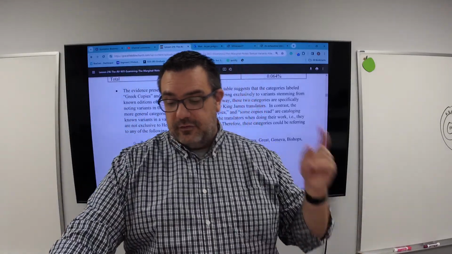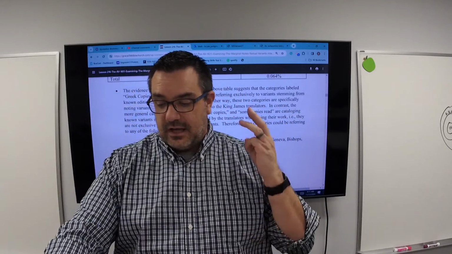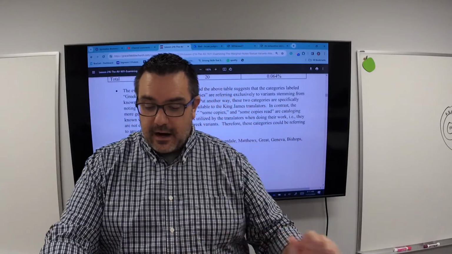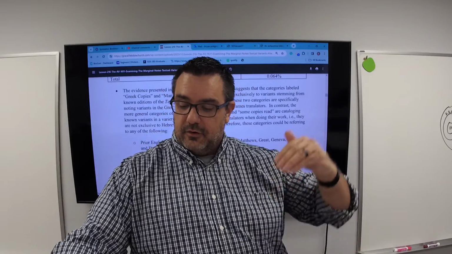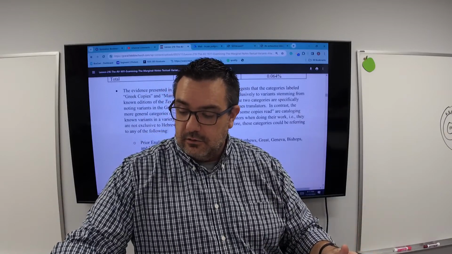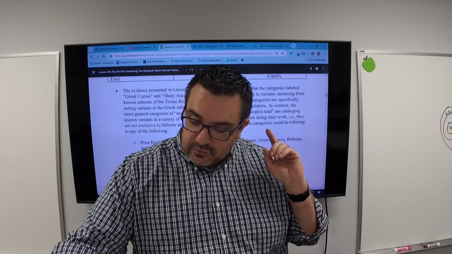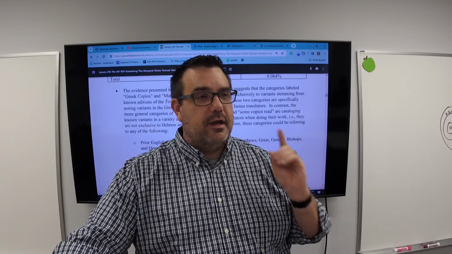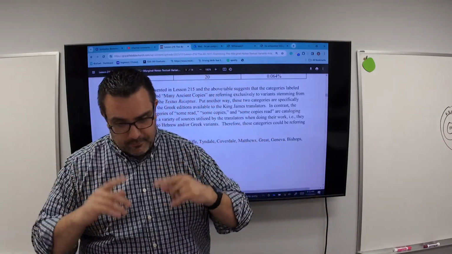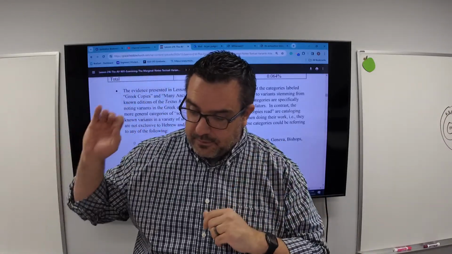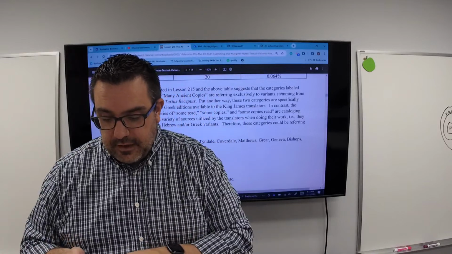In contrast, the more general categories of "some read," "some copies," and "some copies read" are cataloging known variants in a variety of sources utilized by the translators when doing their work, i.e., they are not exclusive to Hebrew and/or Greek variants. They could be coming from any other place, okay? Therefore, these categories, and again, that would be a reference to "some read," "some copies," and "some copies read," could be referring to any of the following.